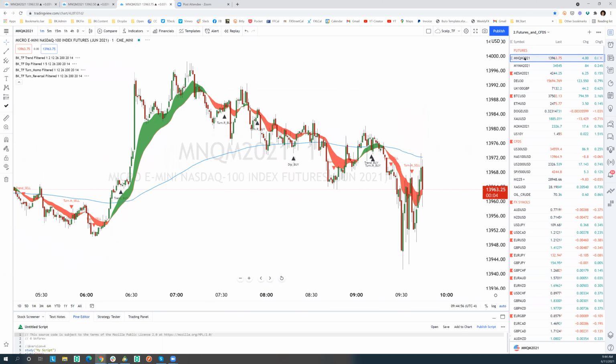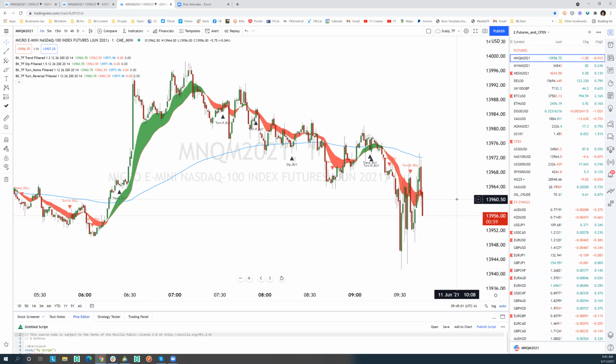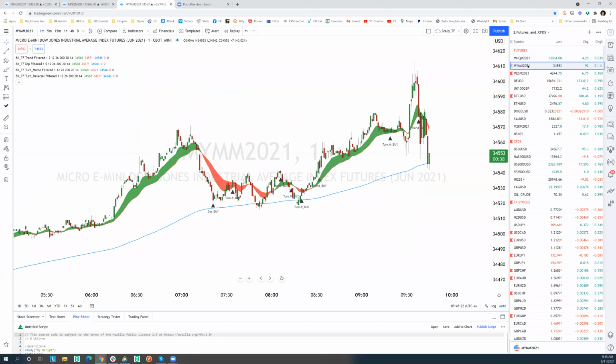NASDAQ seems to be turning now a little bit, but NASDAQ is still negative bias. So far we just took the first 5 points out of NASDAQ to the downside. And right now I just don't have any legitimate trades. If I can get a dip in the Dow, I would take it.